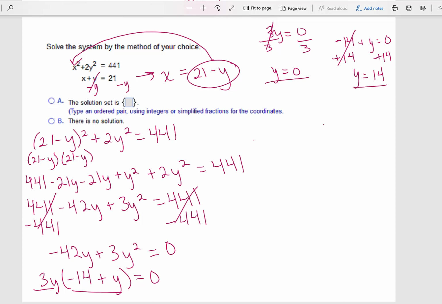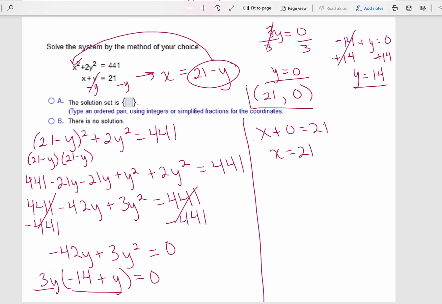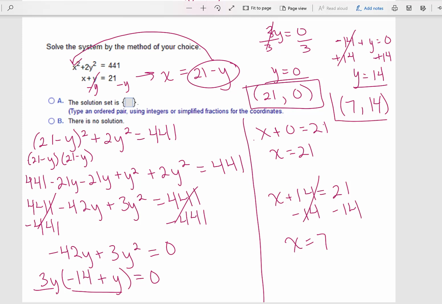Okay, so now I'm going to plug each of those in to one of the equations. I'm going to use the second one since it's the simpler one. x plus 0 equals 21. So x equals 21 when y is 0. That's my first ordered pair. And then when y is 14, x is 7. So there's my second ordered pair.